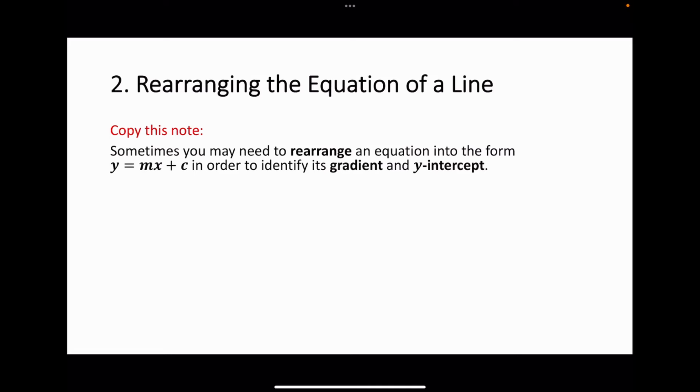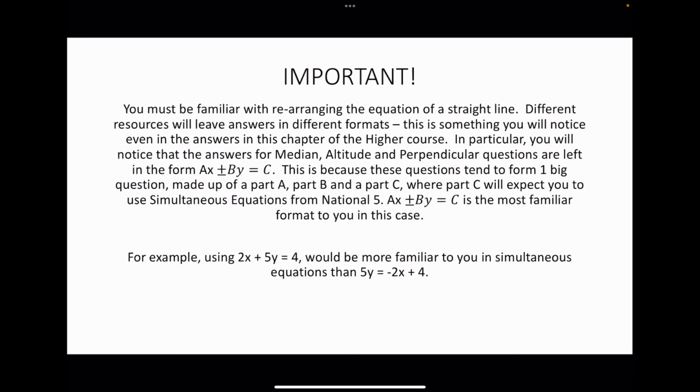So the second part of the higher straight line topic is rearranging the equation of a line. This is something that you would have learnt about in National 5. We know that if we're looking to extract the gradient and the y-intercept from a straight line equation, it has to be in the form y equals mx plus c. There are occasions where you're given it in a different form, sometimes the general form's used, and you would have to rearrange. So it's basically another way of changing your subject where you want y to be your subject.